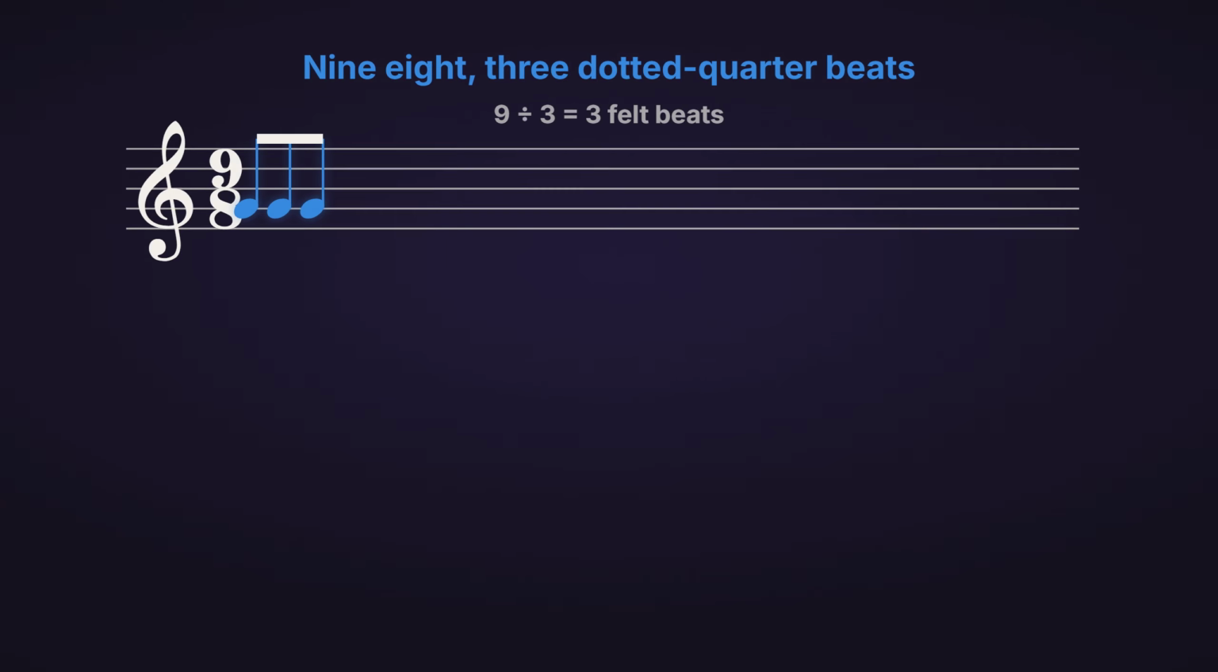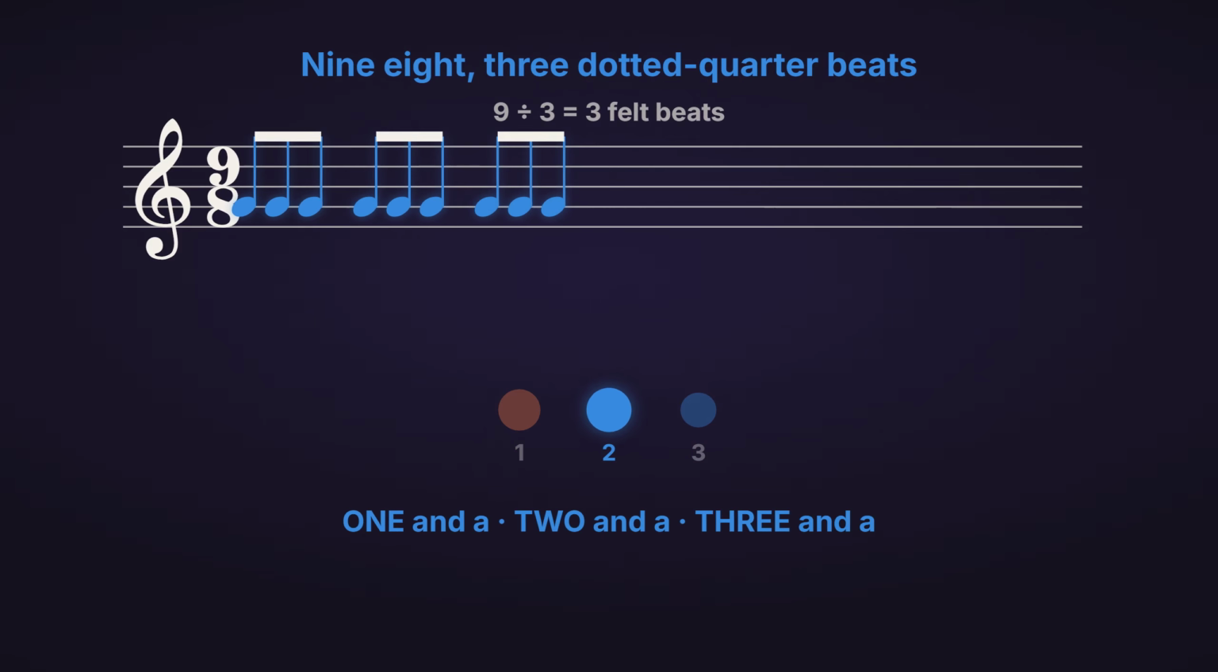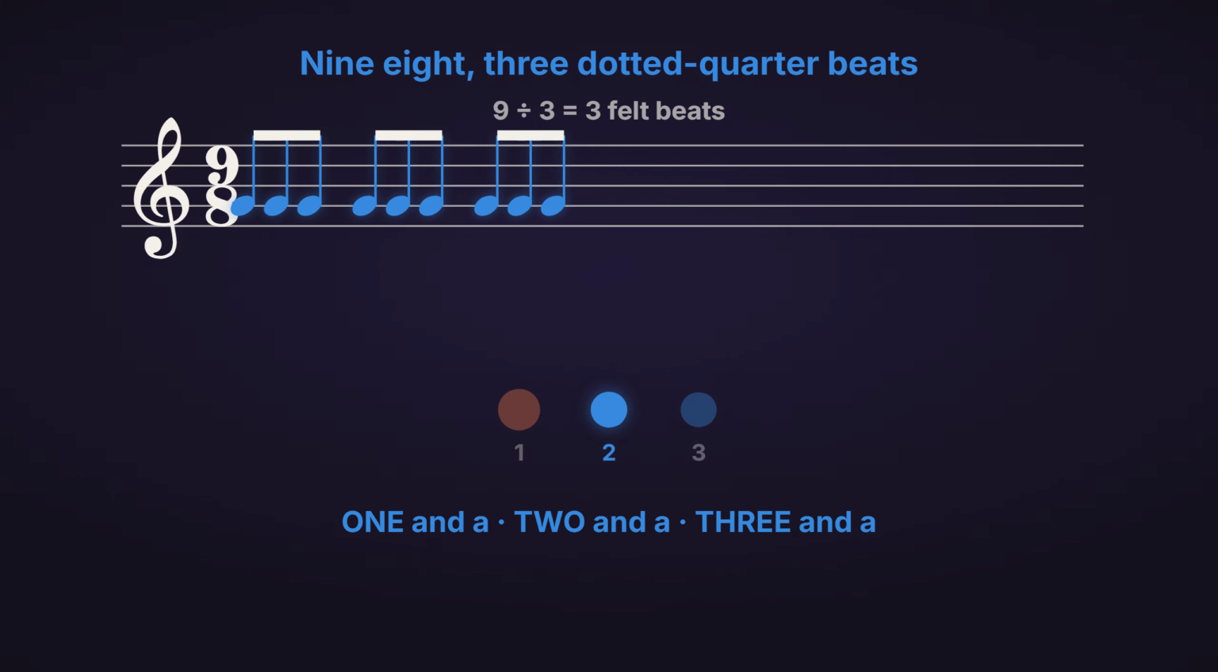9/8 has 3 dotted quarter beats per bar. Divide 9 by 3 and you get 3 felt beats. Count it as ONE and a TWO and a 3 and a. 3 large beats, each holding 3 eighth notes.